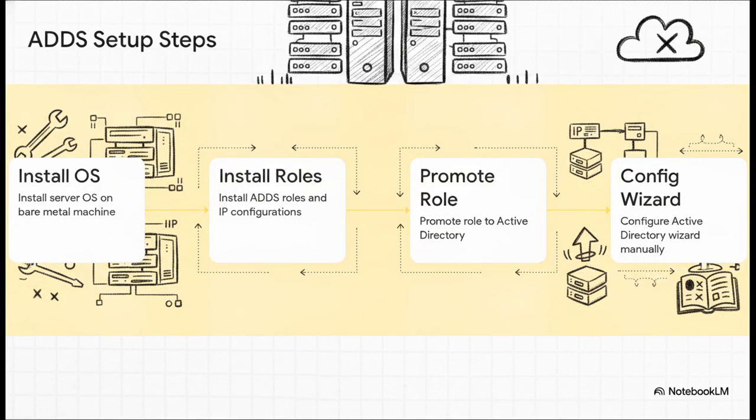And the sheer amount of manual effort, oh man, you definitely cannot just spin this up with a quick click in the cloud. You're dealing with high-end bare metal machines. You've got to manually install the OS, install the ADDS roles, map out multiple IP configurations, and then, crucially, promote that role before you ever even see a configuration wizard.